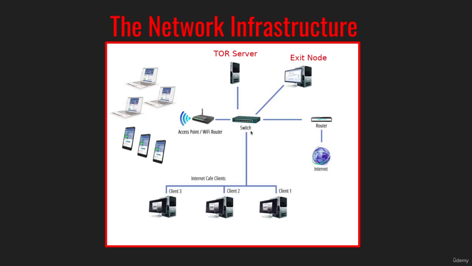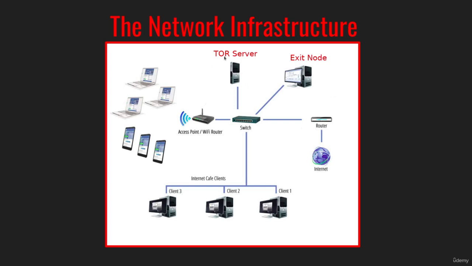Gigabit lines or wires. Here we have an access point for the Wi-Fi, like the laptops or the mobile phones or whatever. And we have a Tor server hosted through the network. And we have an exit node as well through the network, okay? And here is the router, and here is the internet, or the ISP, whatever, okay? Now this is the first topology actually.